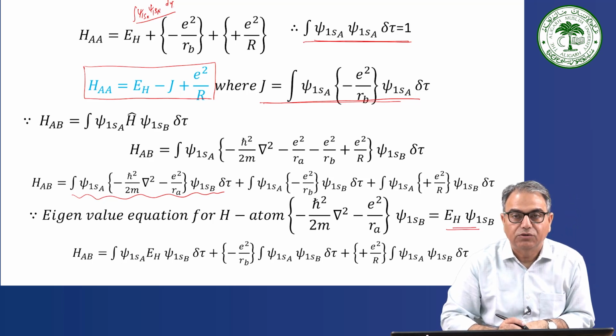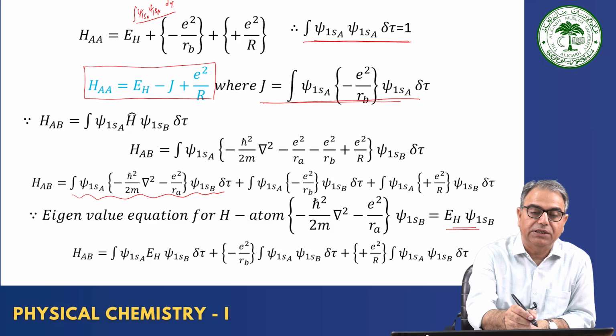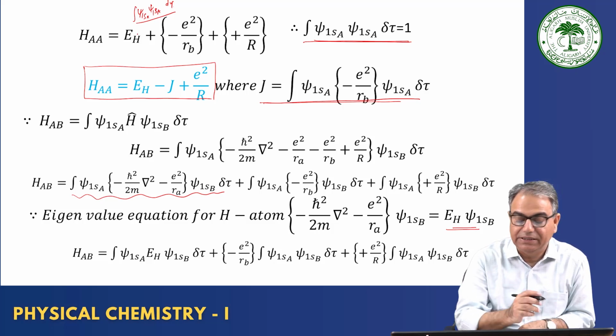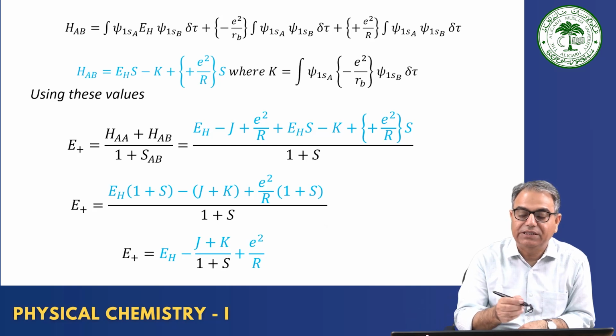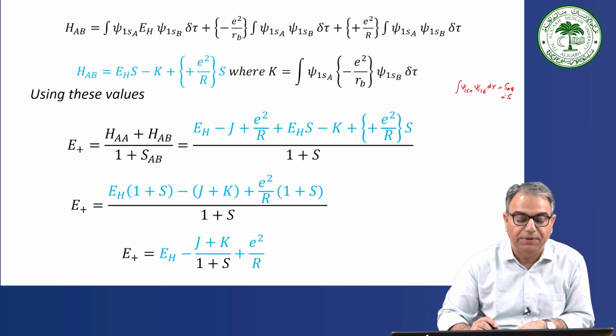Okay. So it was equal to 1, the normalization equation. Normalization conditions: the integral of psi 1SA squared d tau is equal to 1. So you do not have an S here, but in this case, when finding out the HAB value, you have psi 1SA psi 1SB d tau. That integral of psi 1SA psi 1SB d tau is actually SAB, which I have written as S, the overlap integral.